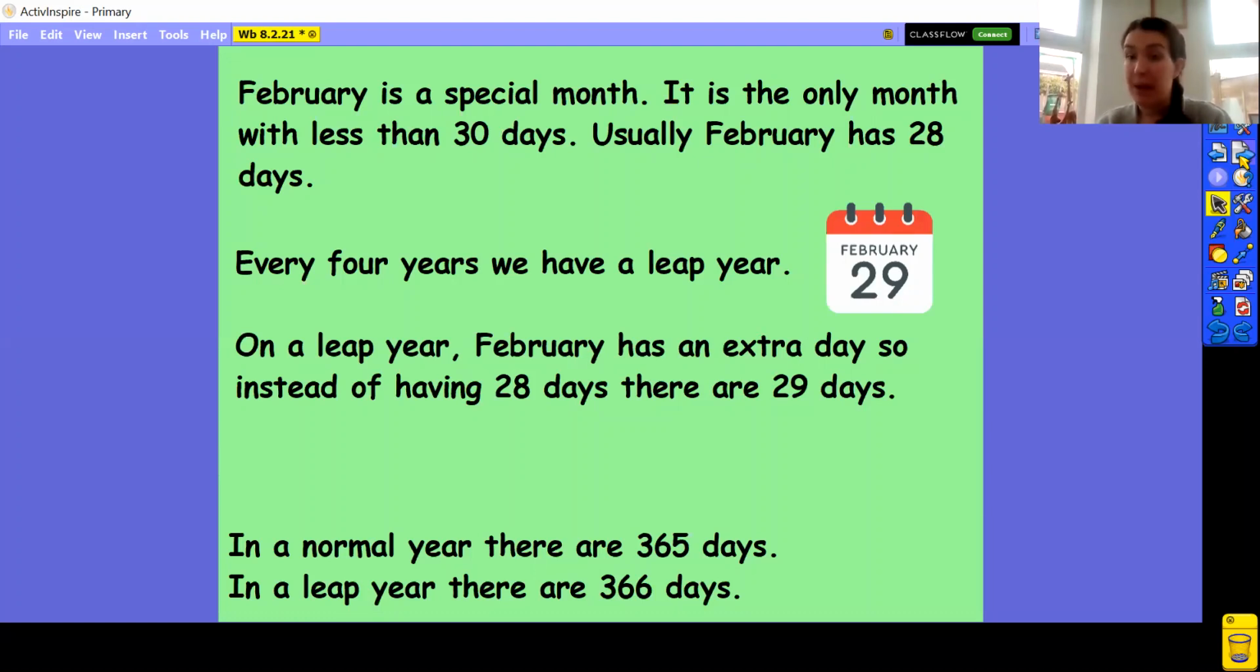Now, last year was a leap year, so last year, February had 29 days. But normally there are 28 days. So in a normal year, there are 365 days. In a leap year, there's an extra one, so there are 366 days. So you could imagine if you were born in a leap year and you were born on the 29th of February, then the next year, there wouldn't be a 29th of February. You might have to celebrate your birthday either the day before or the day after.